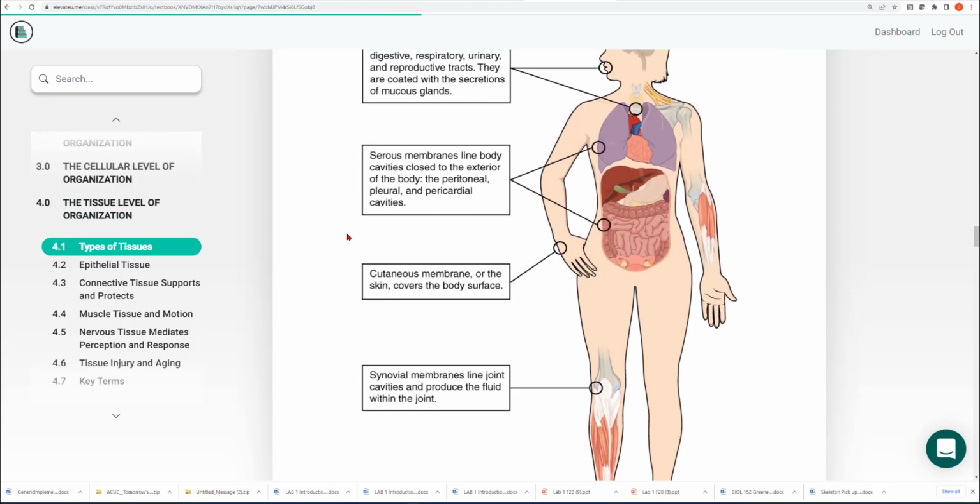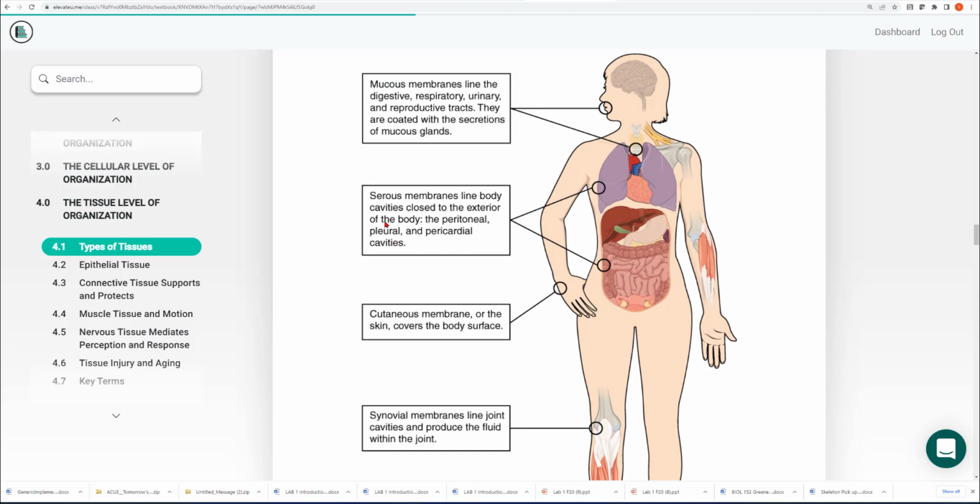The one that you've already been introduced to are the serous membranes. Recall from Lab 1 that inside your body there are three serous membranes: a serous membrane called the peritoneum, one called the pleura, and one called the pericardium. These serous membranes are epithelial layers, and recall they surround the internal organs. These are the ones you know.